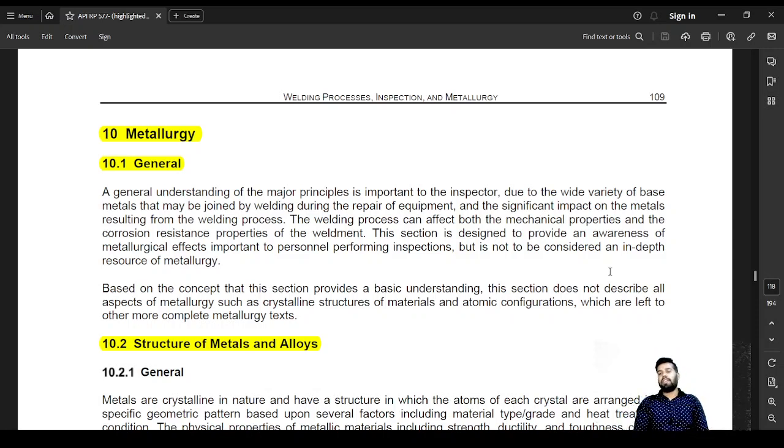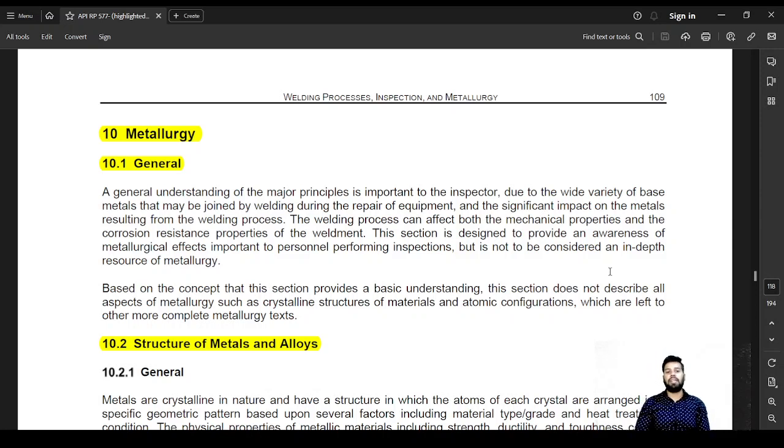So in the last video we have seen section 9 of API 577, that was for welding inspection. Now we'll go ahead with the metallurgy of welding in section 10. So some general requirements are given here.